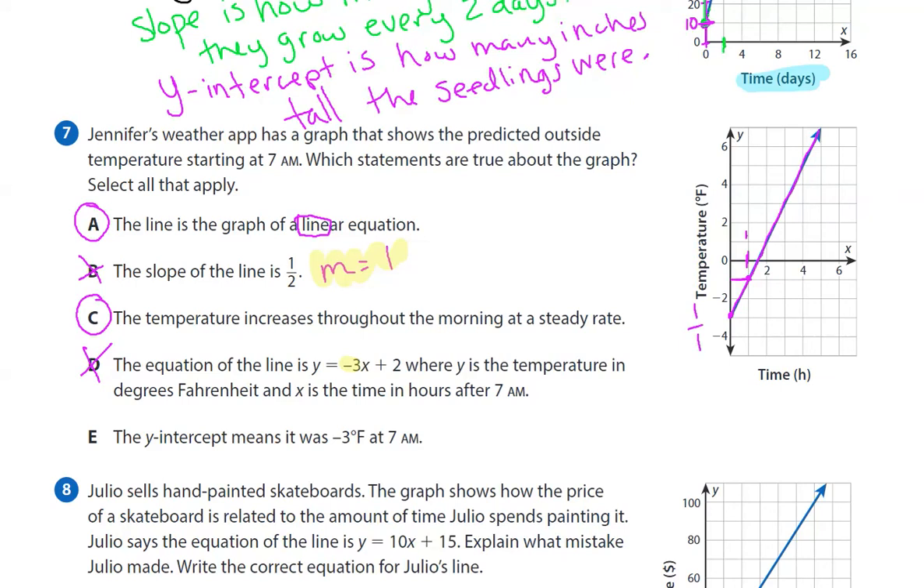But here's the third one. The y-intercept means it was -3 degrees at 7 a.m. So this is the time. It says it starts at 7. We're at -3. Yep, at 7 a.m. we were at -3 degrees. True.